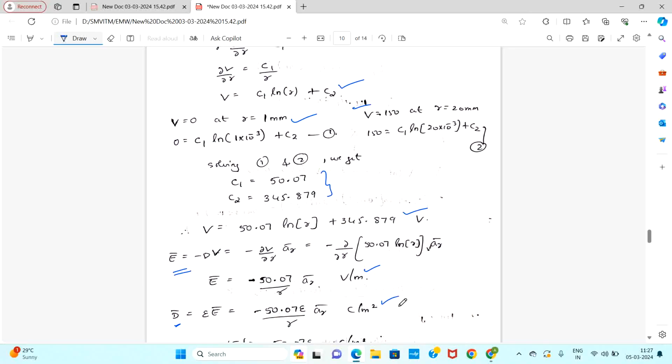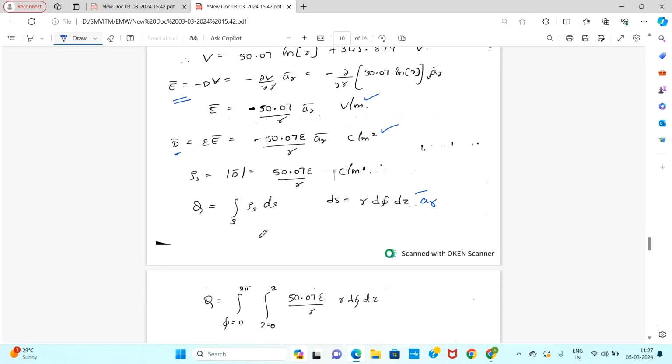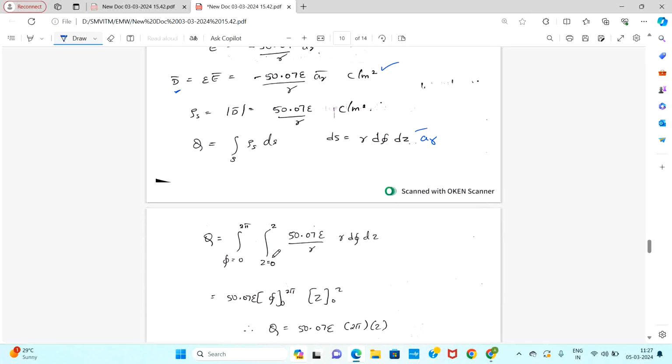Okay. And from D, the magnitude of D will give you rho s. Again, you have an R component here. So we are going to do the integration, and we are taking it in the R direction. So it should be R d phi dz. Substitute that into the integration. And here phi is 0 to 2 pi.